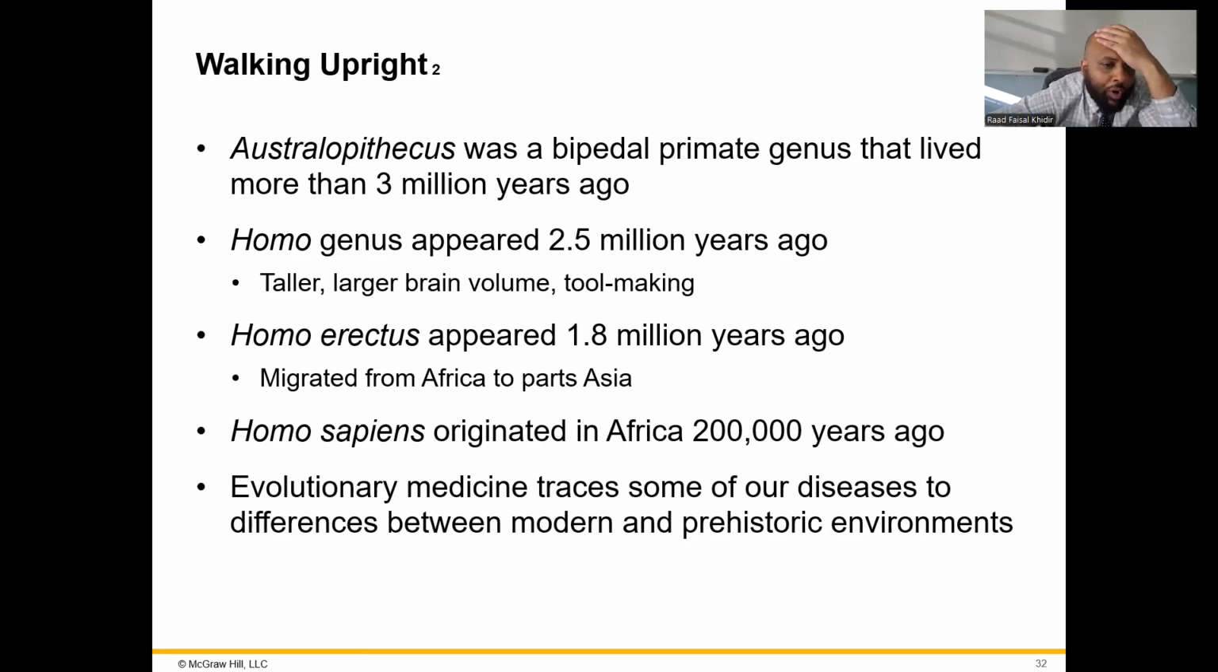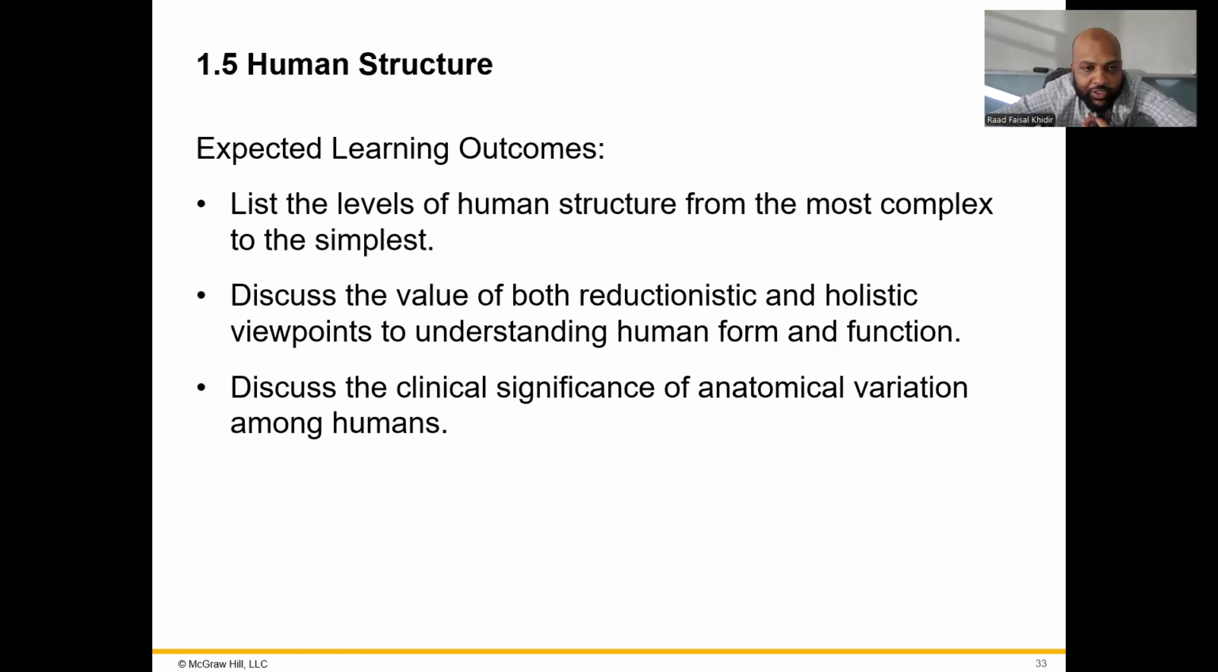There's Homo erectus. So Homo erectus appeared 1.8 million years ago, and it migrated from Africa to parts of Asia. So the Homo sapiens originated in Africa about 200,000 years ago. And evolutionary medicine traces some of our diseases to differences between modern and prehistoric environment.